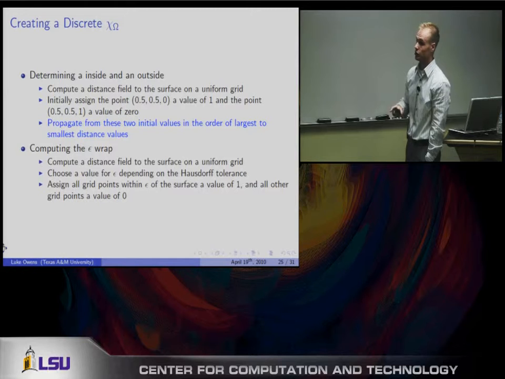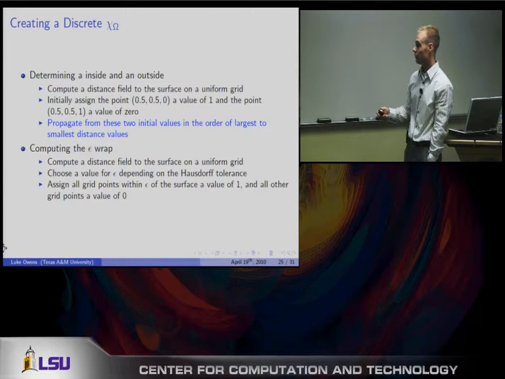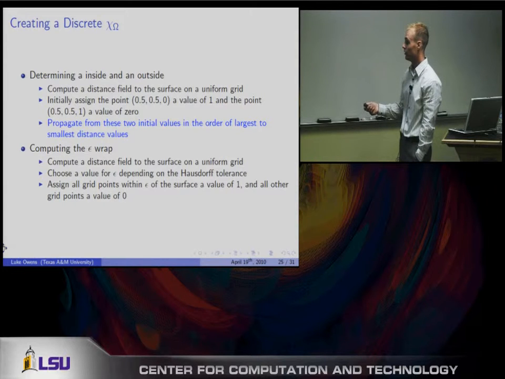Epsilon wrap is simple. Just compute a distance field. Anything within your epsilon is a 1, everything away is a 0. Okay.